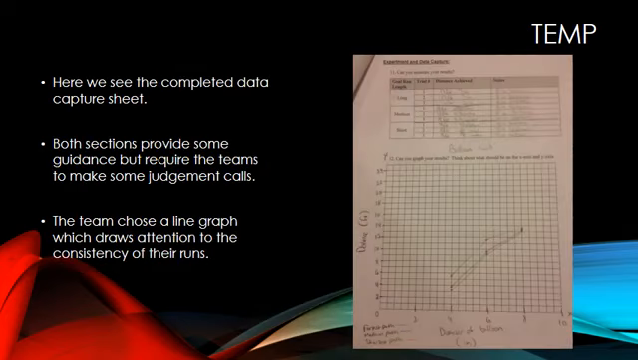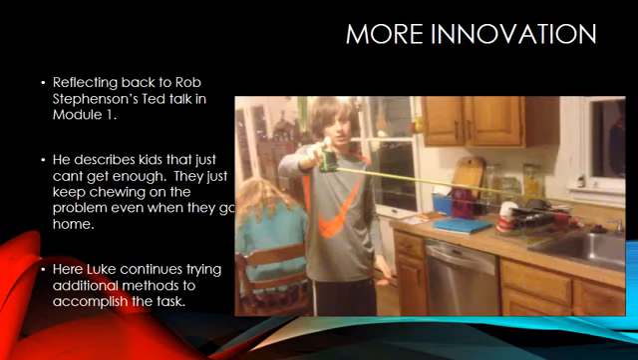Here we see the completed data capture sheet. Both sections provide some guidance, but require the teams to make judgment calls on how to fill them out based on how they executed their experiment. This team chose a line graph, which draws attention to the consistency of their runs.